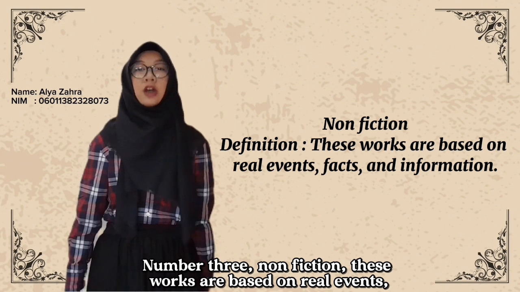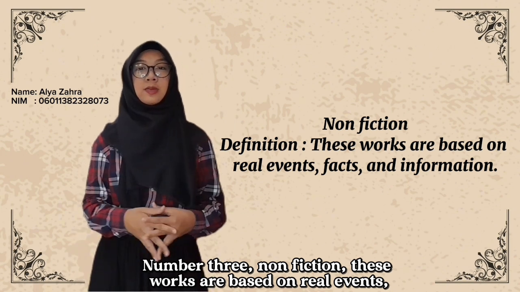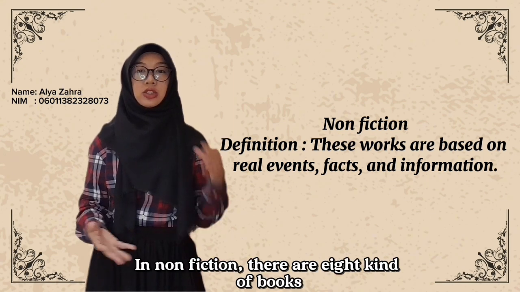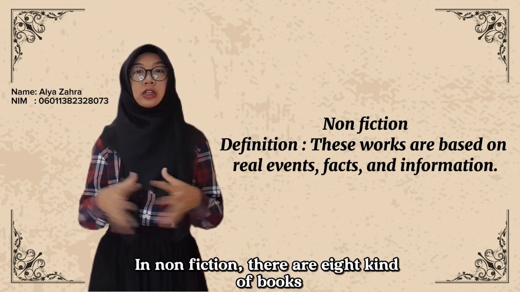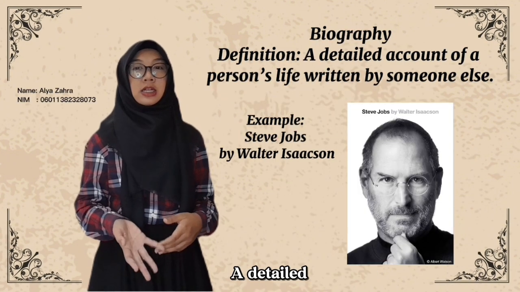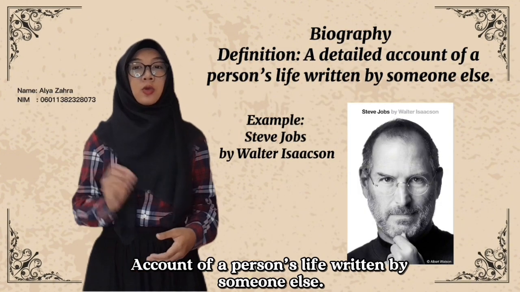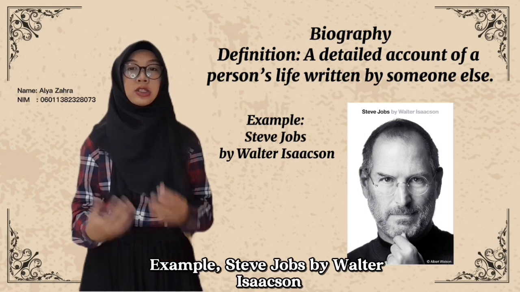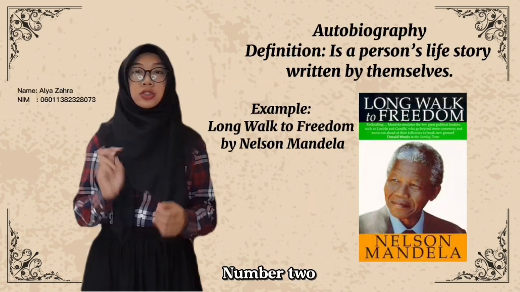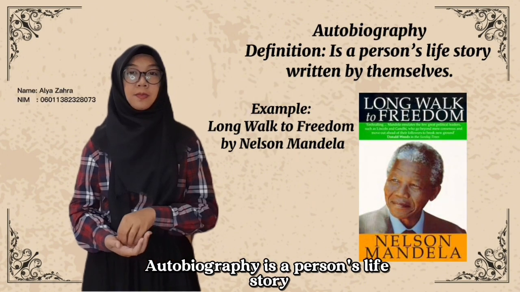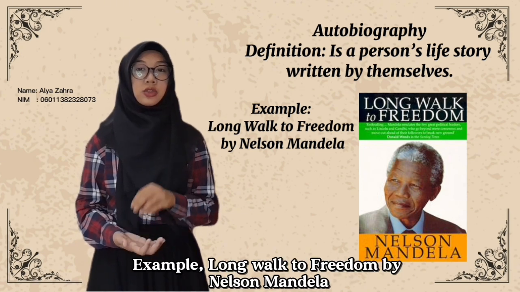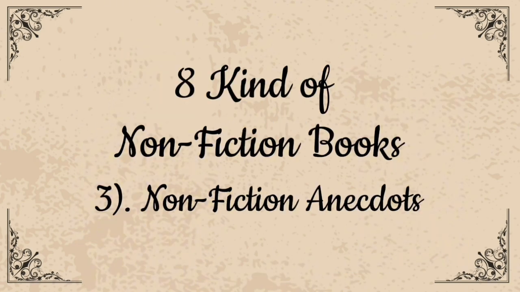Number 3, nonfiction. These works are based on real events, facts, and information. In nonfiction, there are 8 kinds of books. For number 1, biography. A detailed account of a person's life written by someone else. Example: Steve Jobs by Walter Isaacson. Number 2, autobiography is a person's life story written by themselves. Example: Long Walk to Freedom by Nelson Mandela.